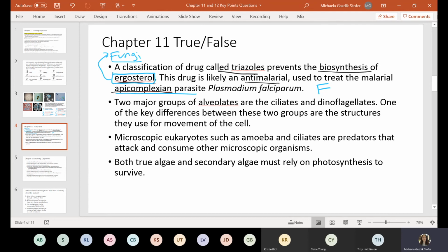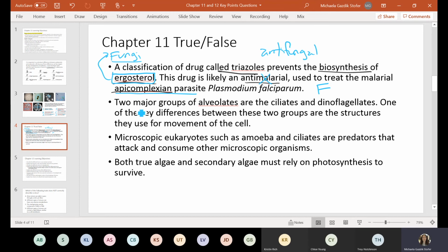So apicomplexans are their own type of cell. They were one of the subclassifications of alveolates. And so the drug is not an antimalarial. The drug is actually an antifungal. If we're preventing the synthesis of this fungal molecule, then we're trying to target fungal cells with the drug itself. And so that's the logic you want to look at as you think about what properties might be associated with one cell type over another.